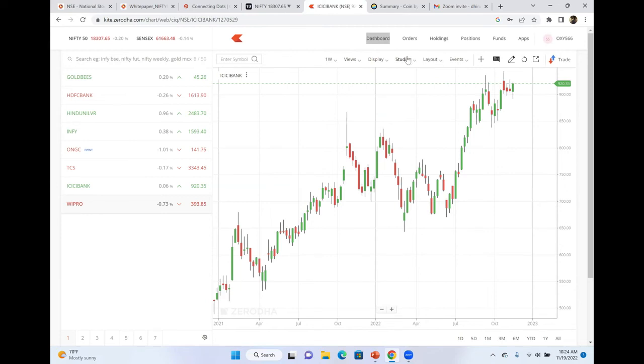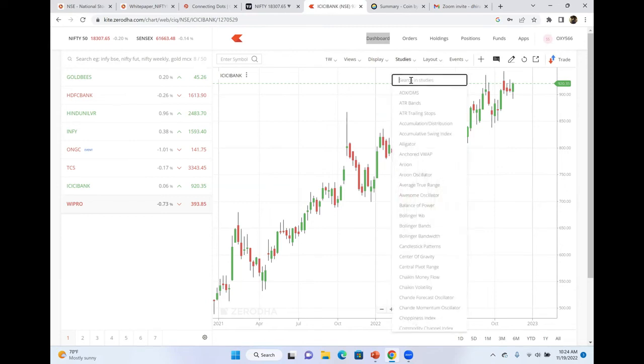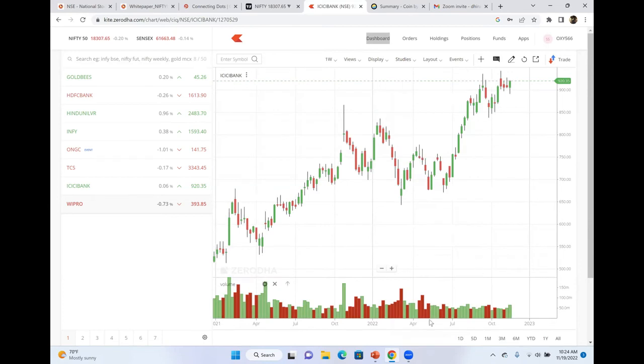Now, what if I also want to see what my volume is? Then I go to something called study. I create a volume and add something called a volume chart. Now, these are the bar charts. This is not price. This is showing me how the volume is moving, right? I will talk more about indicators and stuff like that.